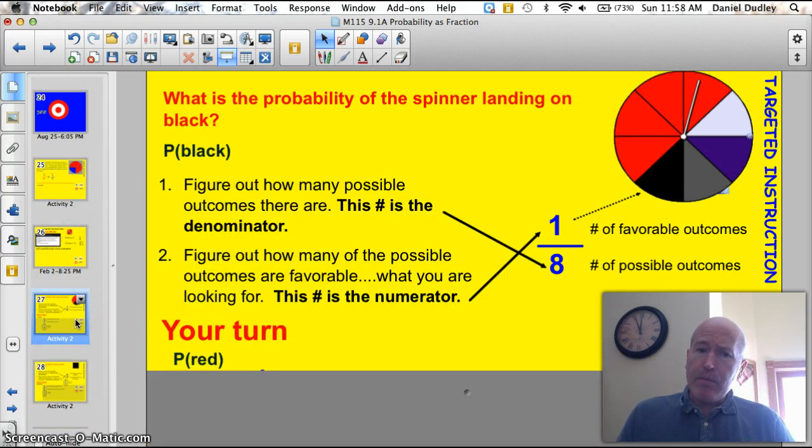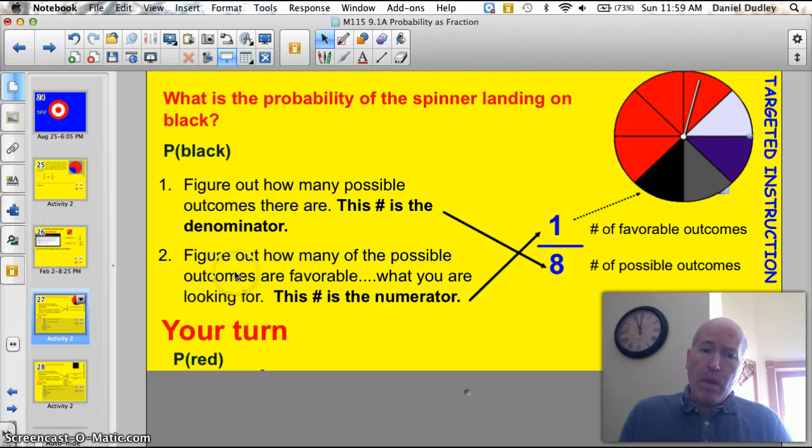Let's work through some examples. All right. What is the probability of the spinner landing on black here? Well, the first step we have to do is make sure we understand what the problem is asking for. P, black. They want to know what the probability of landing on black is. So we have to figure out how many possible outcomes there are. 1, 2, 3, 4, 5, 6, 7, 8 spots the spinner could land. So that's the total number of possible outcomes. The number of favorable outcomes for black is 1.